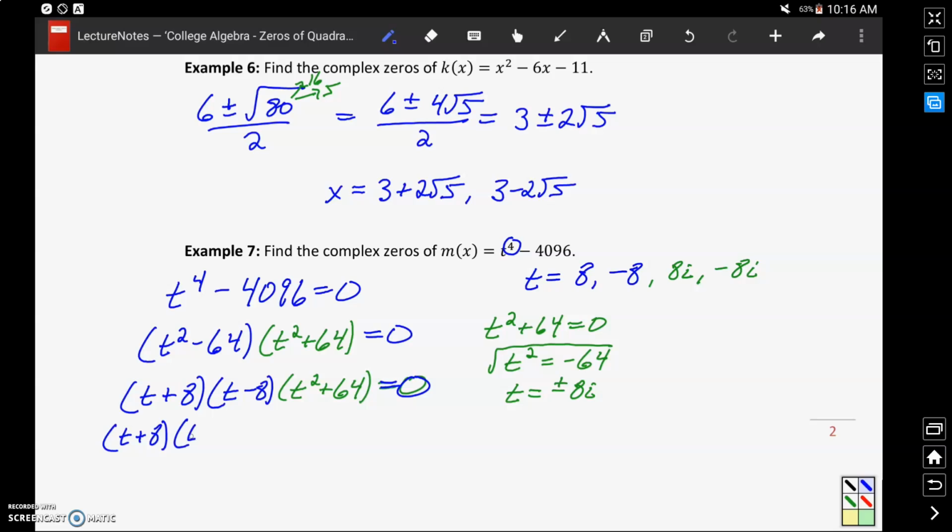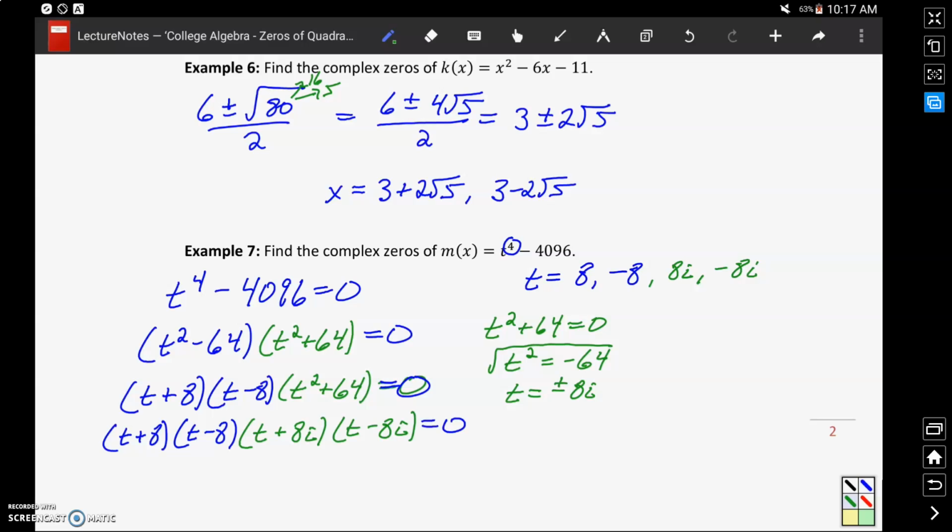It also allows us to revisit our factored expression. We had already factored this expression as t plus 8, t minus 8, and up until now we haven't had a method for factoring an expression like t squared plus 64. But through the processes we've established now, we can come up with the two zeros for that portion of this function, meaning we can express t squared plus 64 as t plus 8i times t minus 8i.